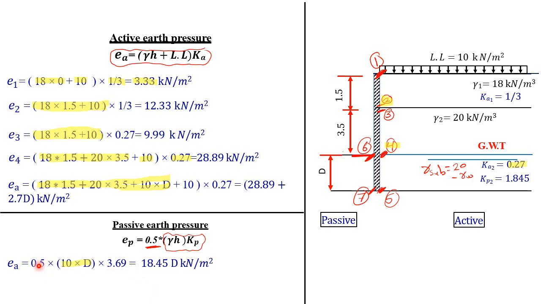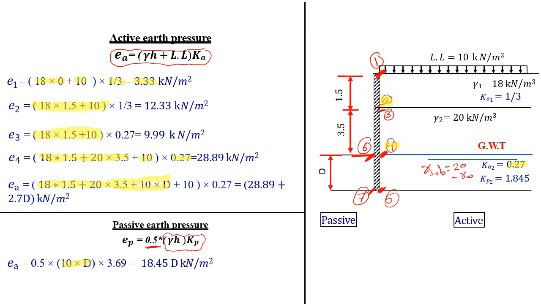And I will take 50% of the passive resistance. That's 18.45 D. So taking only 50% of the passive resistance will give you 18.45 D. Sometimes, while calculating or estimating the value of K passive, you may just take 50% of the K passive value. So if it's 3.69, you can take 50% of the K passive value.